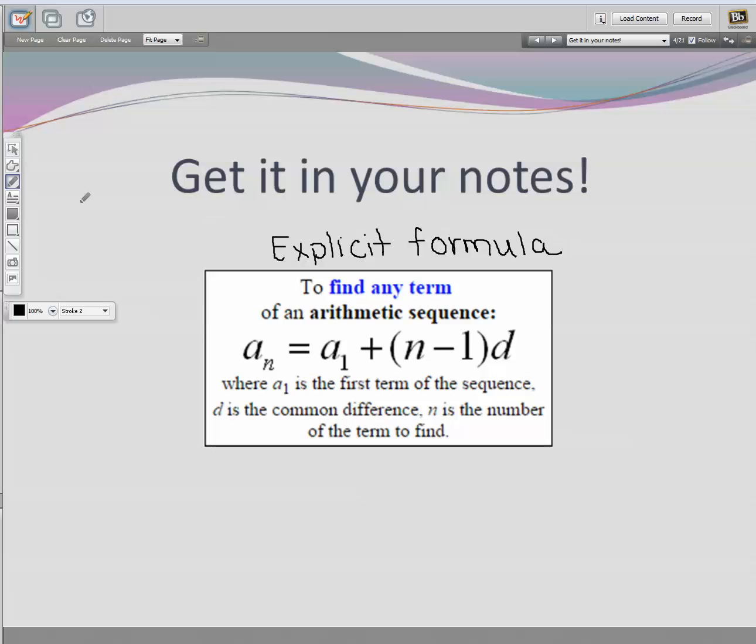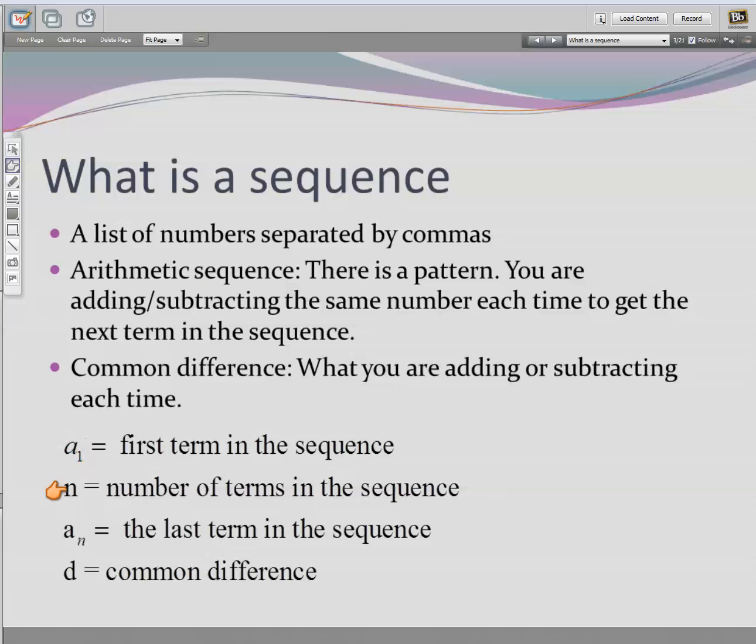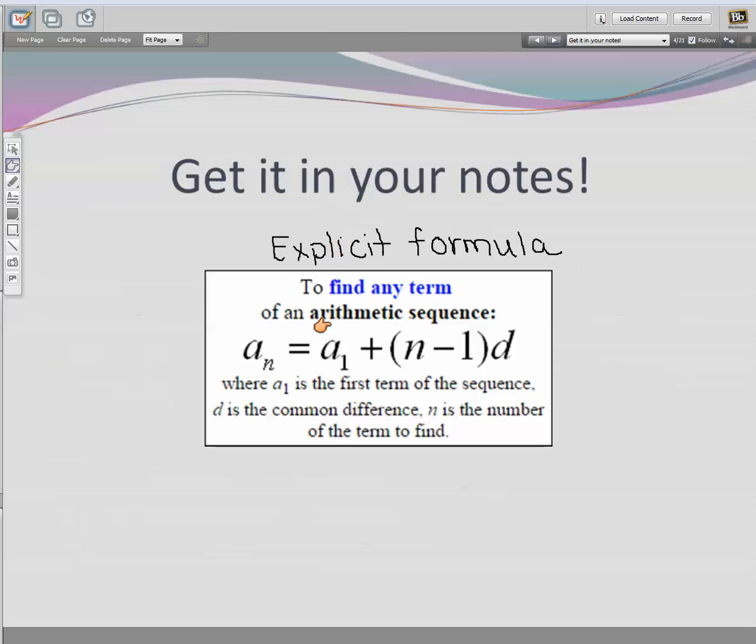So here is the explicit formula. It's going to be a sub n equals, so this is a certain term in your sequence. It's going to equal your first term in the sequence plus n minus 1 times d. Remember, n is that term that you're looking for. So if it's the 23rd term, n is 23. And d is that common difference, the number that you're adding or subtracting by each time. So those descriptions that we had on the previous slide all align with what we see in our explicit formula. So if you need to pause the video, don't hesitate to pause it now. Make sure this gets down in your notebook.